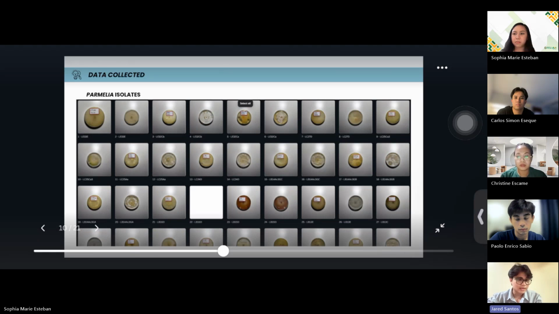Here are some of the Parmelia isolates photographed. The Parmotrema genus produced 15 pure cultures, while the Parmelia genus produced 26 pure cultures, giving us a total of 41 pure cultures that we can use for our succeeding procedures in assessing their antagonistic activity against Aspergillus niger.